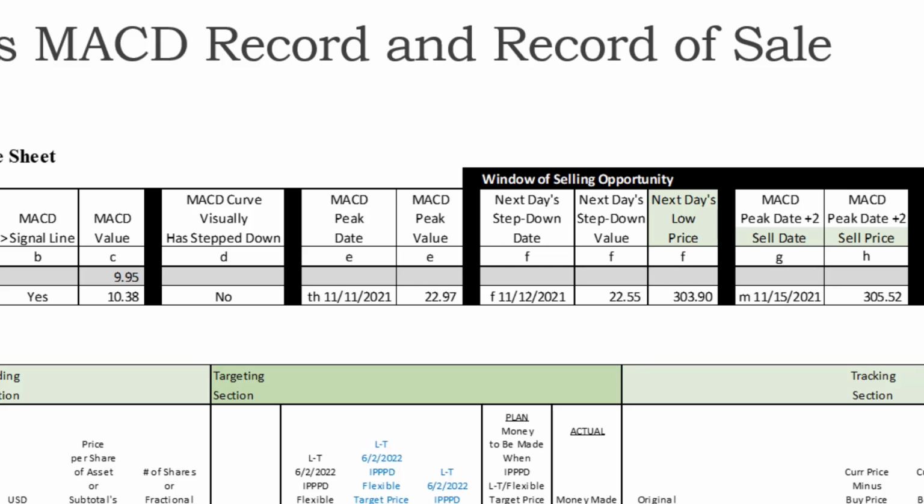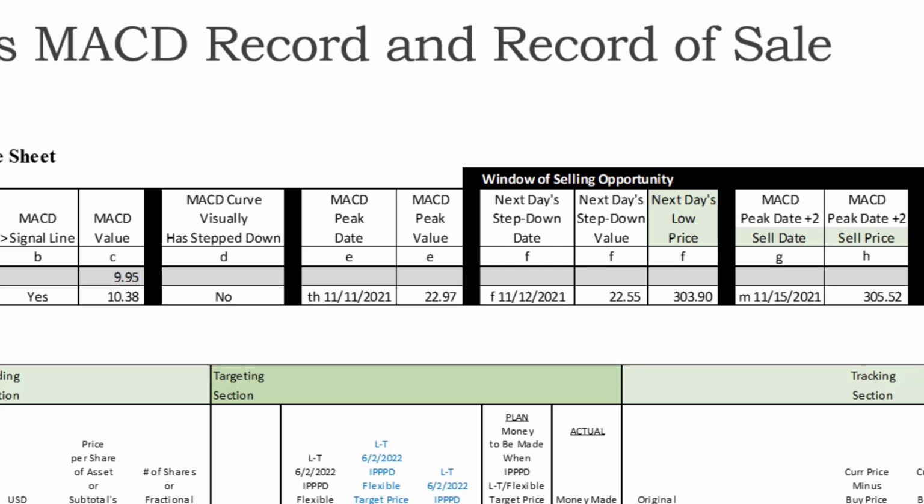E. Enter the MACD peak date, Thursday, November 11th, 2021, and the MACD peak value, 22.97. When the MACD curve has stepped down from its ascent, then we are in the window of selling opportunity.